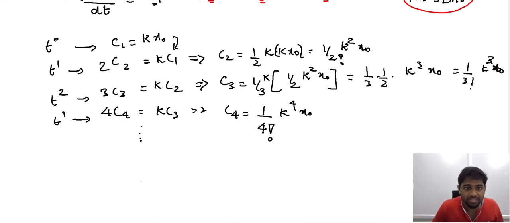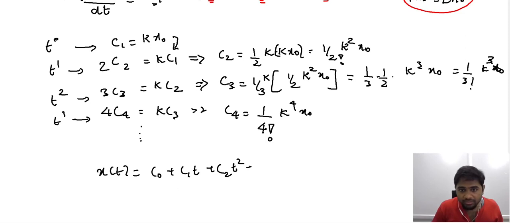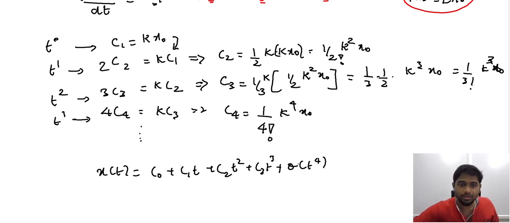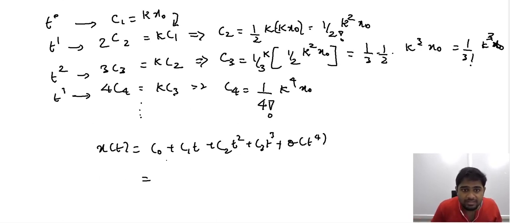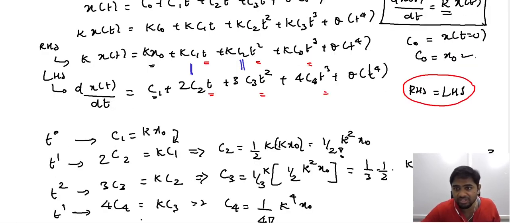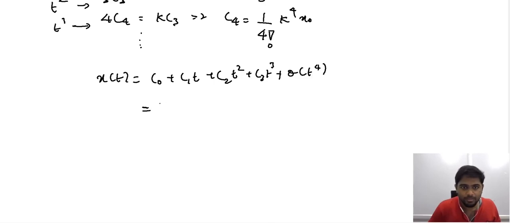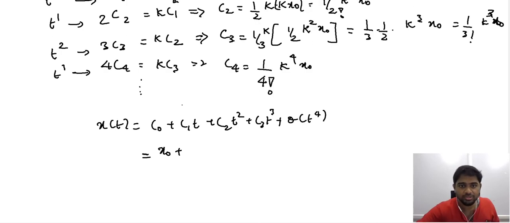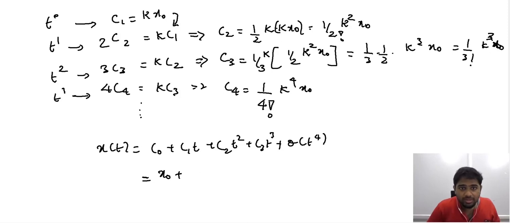Now let us try to rewrite this x of t in terms of the coefficients that we have identified. So x of t is C0, C1t, C2t square, C3t cube, and terms of the order of t power 4. Now C0 is nothing but the initial condition that we have already arrived at. So C0 is nothing but x0. Now let us substitute the C1. The C1 is Kx0.